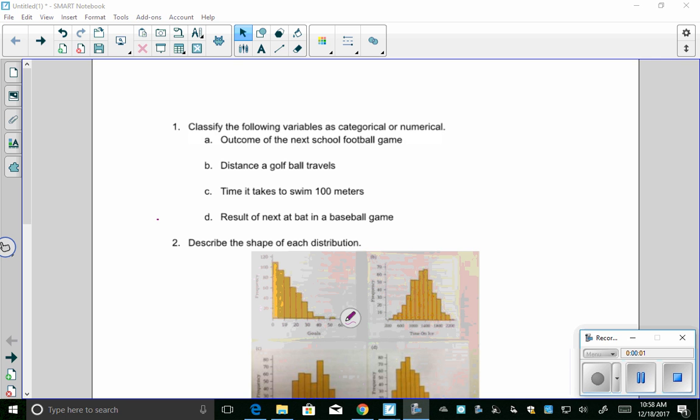All right, classify the following variables as categorical or numerical. The outcome of the next football game. Categorical. Yes.